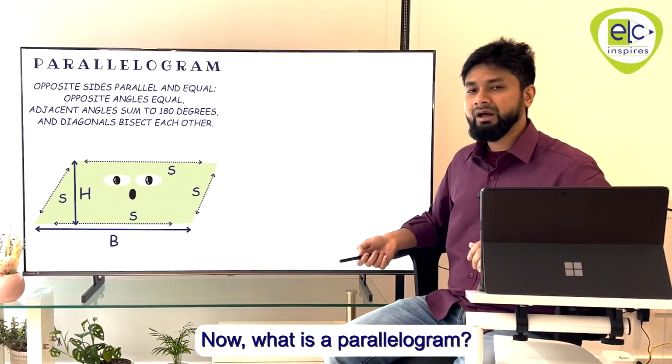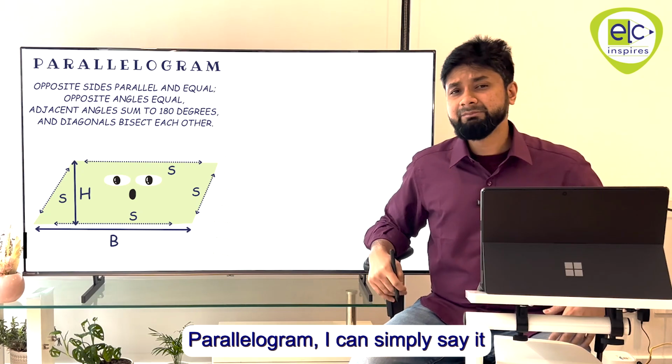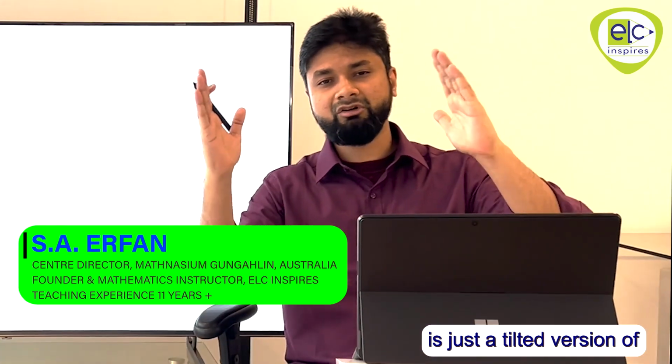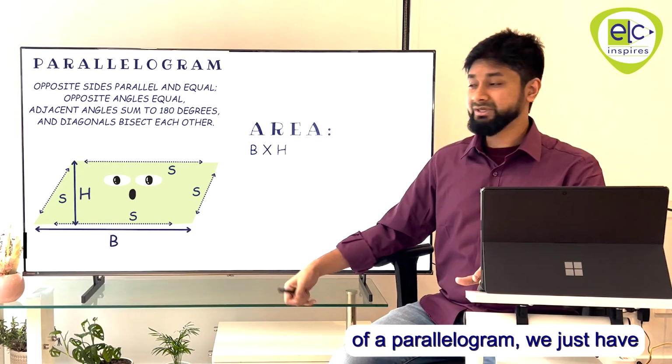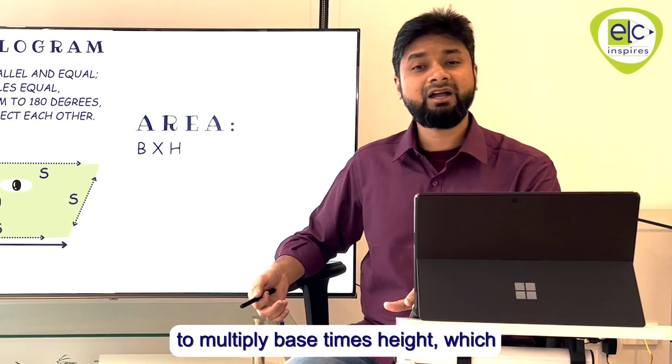Now what is a parallelogram? Parallelogram, I can simply say it is just a tilted version of a rectangle. The formula for finding the area of a parallelogram, we just have to multiply base times height, which is the same as rhombus.